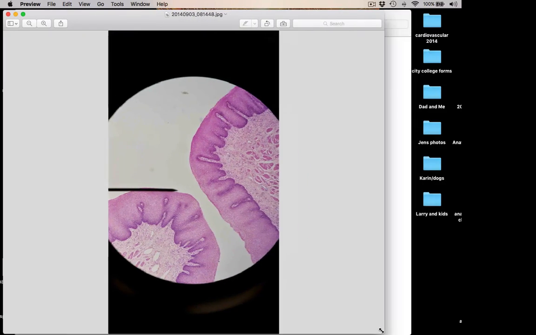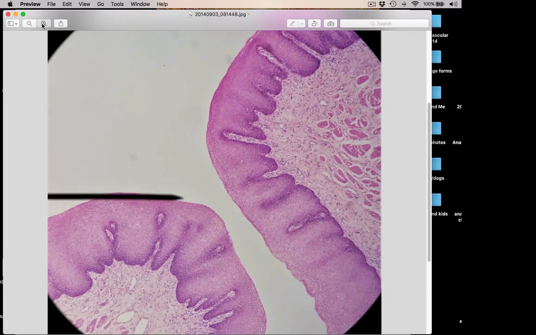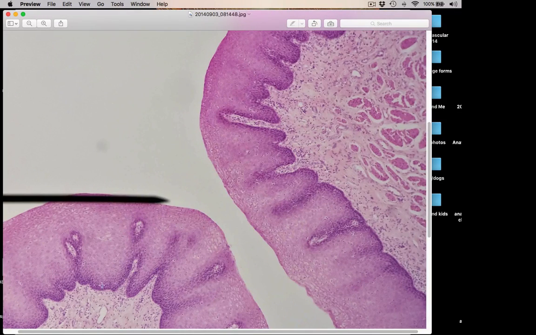Pointer in the lumen. Multiple layers thick, so it's stratified. Look at the top layer. These cells are squashed. You still see the nuclei in these cells up here. So this is living. These cells are all alive. So this is stratified squamous.